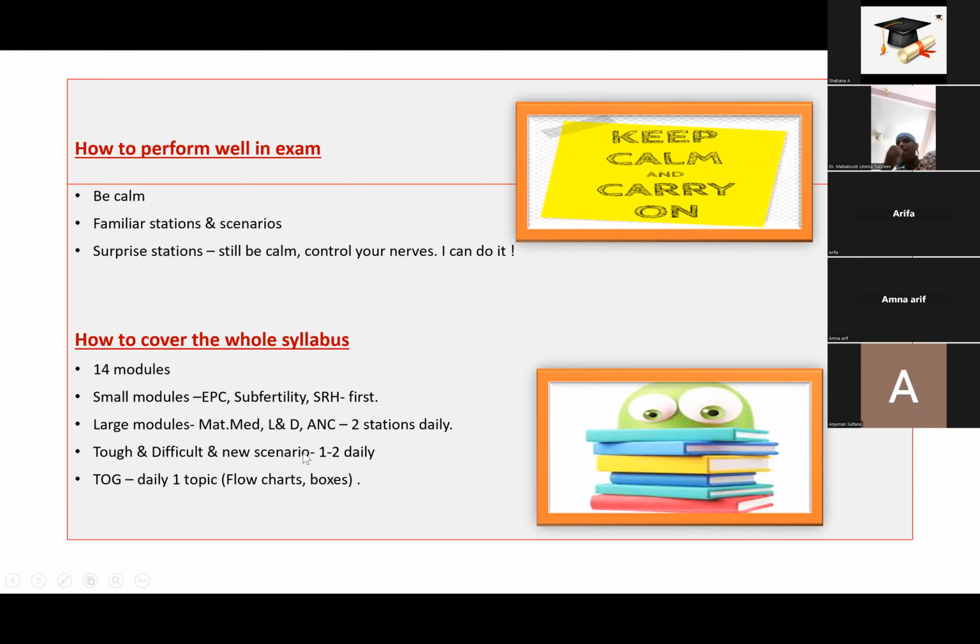So for many of us, early pregnancy care and subfertility, we know. So don't give too much time on these modules, particularly those who are retaking the exam. You give more time on those topics and scenarios which you find tough and difficult, and the new scenarios which are coming in the exam. And for TALK, daily read one topic, read the flowcharts and the boxes.